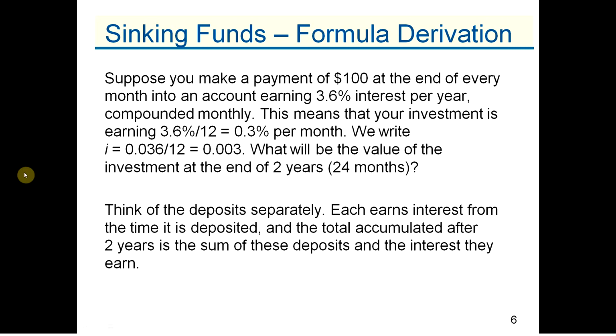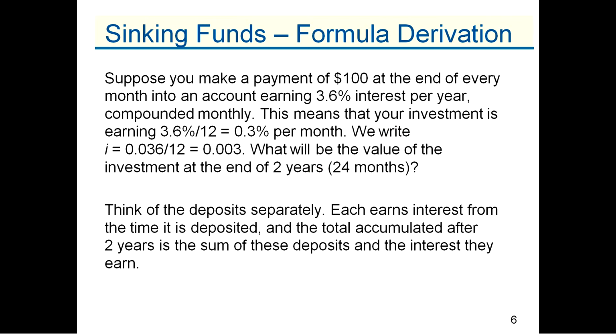Alright, so we can write that as i. Remember we talked about i in the last section, and that was our per period interest rate. So that gives us 0.003. This is the decimal form of 0.3%. Remember, whenever you're converting from a percentage form into a decimal form, you're going to move your decimal place 2 places, or if that's confusing, you can take the value and divide by 100 and it'll automatically move the decimal points for you. We're being asked, what is the value at the end of 2 years?